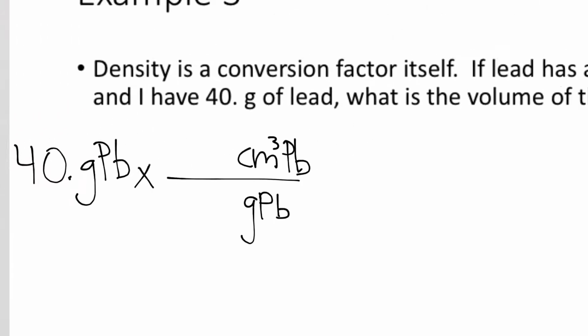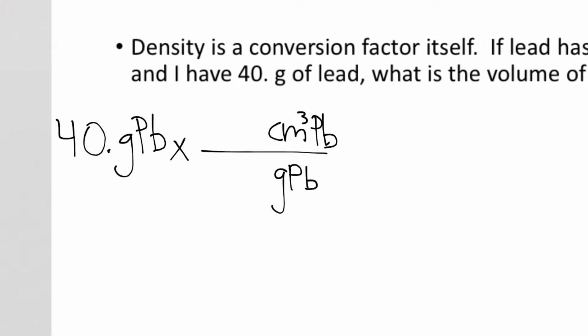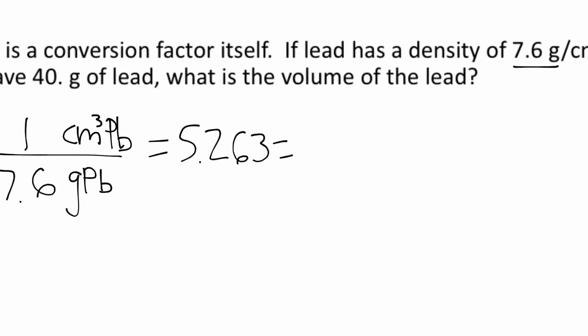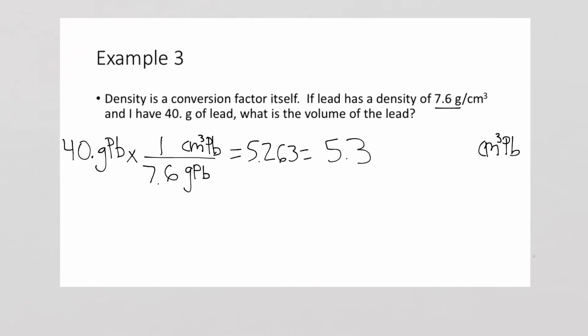Now when I look at the number itself, the number goes with the grams. When we say per centimeter cubed, per means 1. I do the math. My calculator gives me roughly 5.263. I see I need two significant figures based off the 40 with a decimal. So I get 5.3 centimeters cubed of lead.